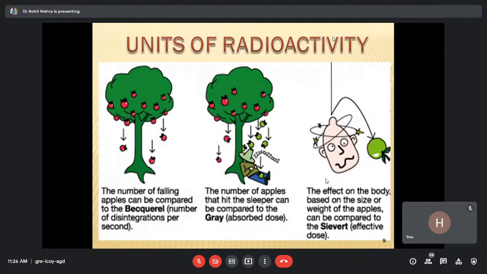Now, after this absorbed dose, whatever I have absorbed, what will be the effect on my body? That is my effective dose. I have shown this with a picture in which a hump is created. Of course, with an apple no hump could be created, but just for a pictorial representation, the apple falls on the head of a person and a hump is created. That is the effect on the body.